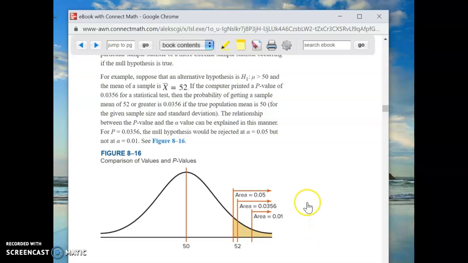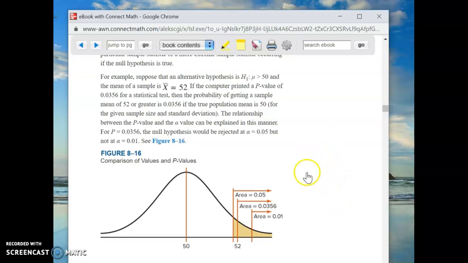Now let's suppose the alpha was 0.05. Well, 0.05 would be this critical value. So to the right of this critical value is 0.05, that's 5%. Now suppose the alpha was 0.01, 1%. That would be from this point to the right. So these are all areas under the curve. The areas under the curve represent the probability.